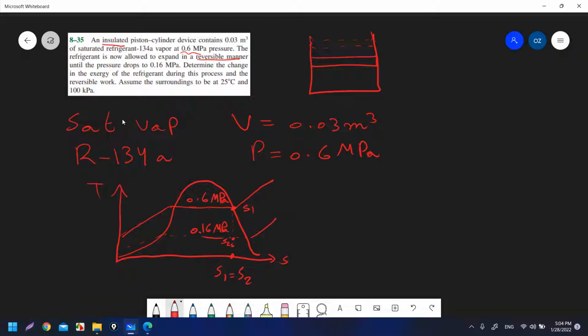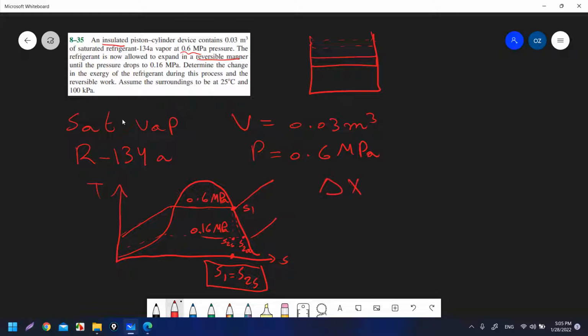If it wasn't a reversible manner, if it was an actual process, it will expand like this and end up here, S2 actual. So we have S1 equal to S2s. That is the meaning of expansion in a reversible manner. In expansion, the pressure will drop, and you will see this in the next chapters when we have thermodynamic cycles. When there is a turbine, there will always be an expansion process and the pressure will drop.